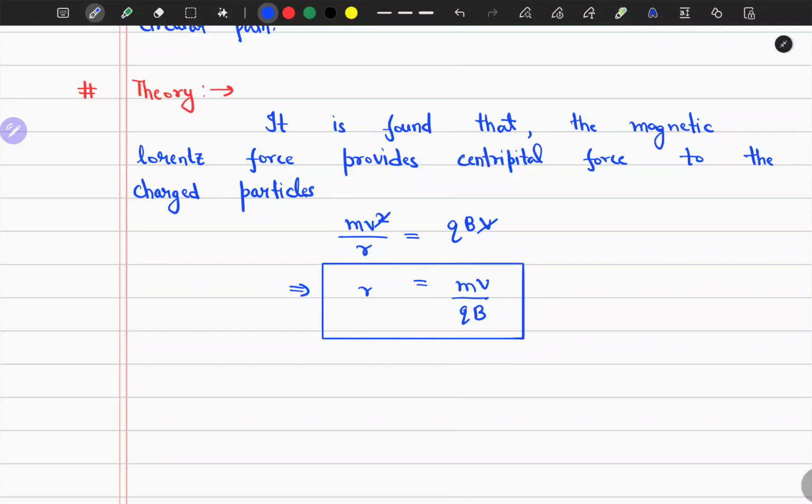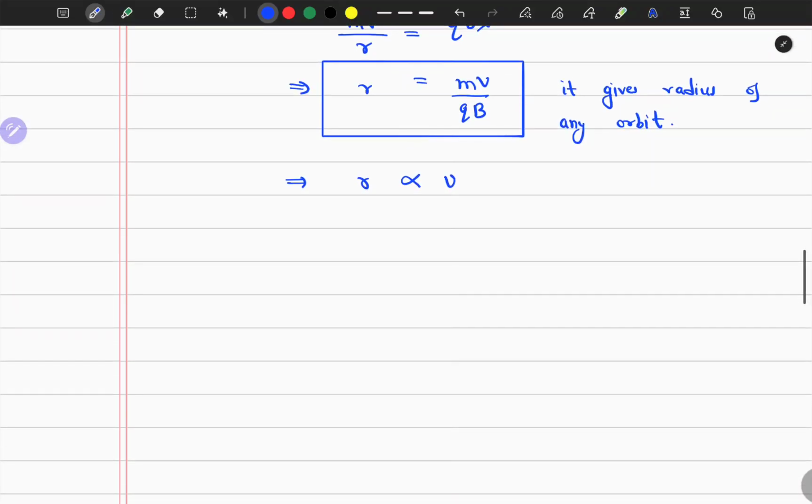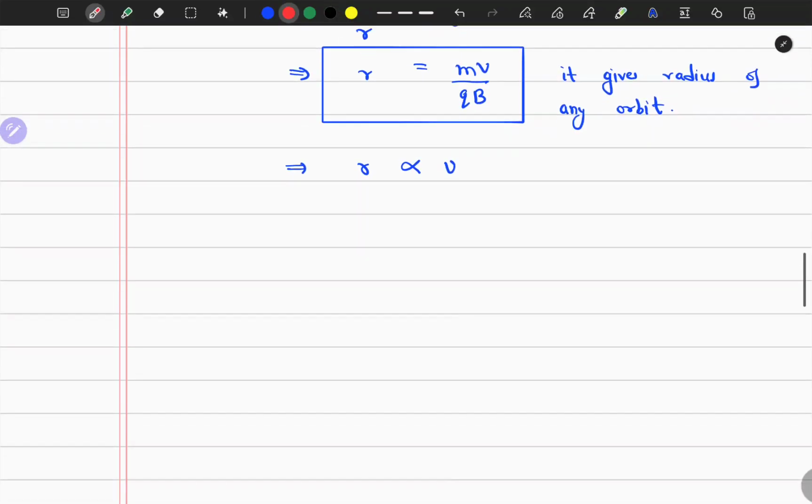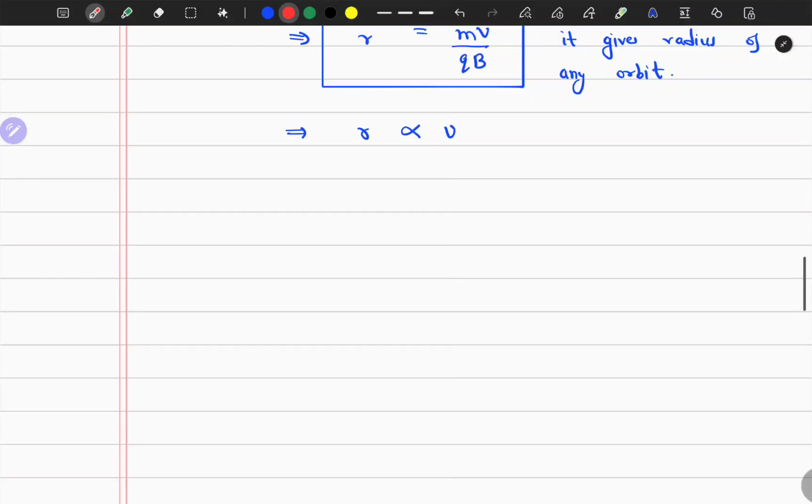This gives the radius of any orbit. As we can interpret from here, r is directly proportional to v, the velocity of the charged particle. So in the second step, we will take the time taken to complete the half circle.